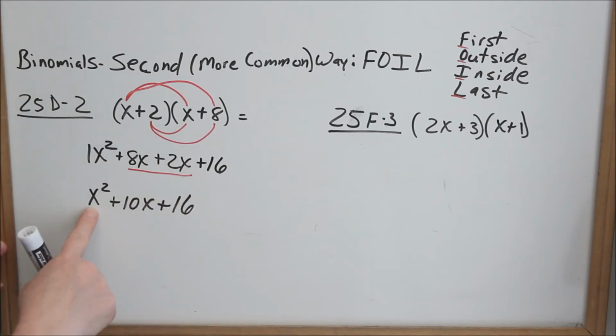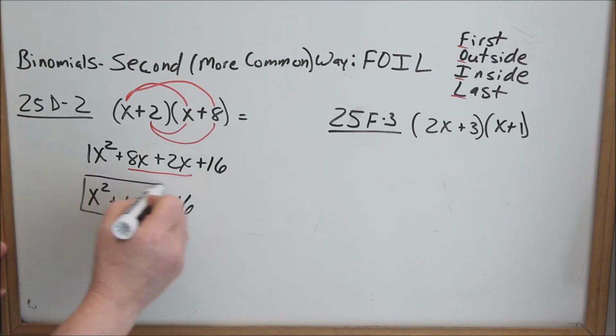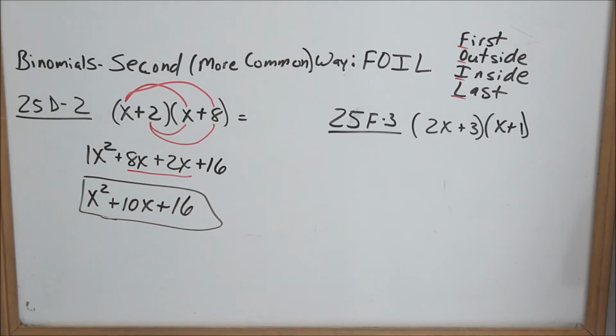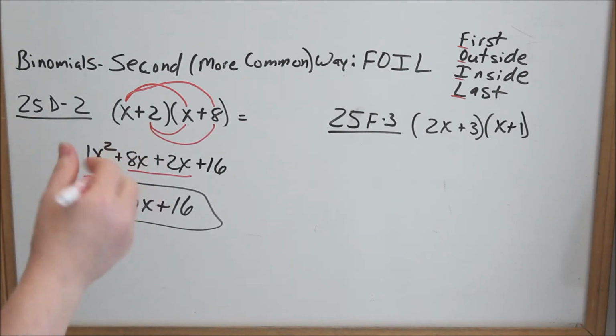I can't add x squares to x's or to numbers. That's like apples, bananas, oranges. Only add apples to apples, bananas to bananas, and oranges to oranges. Why do we call this FOIL?